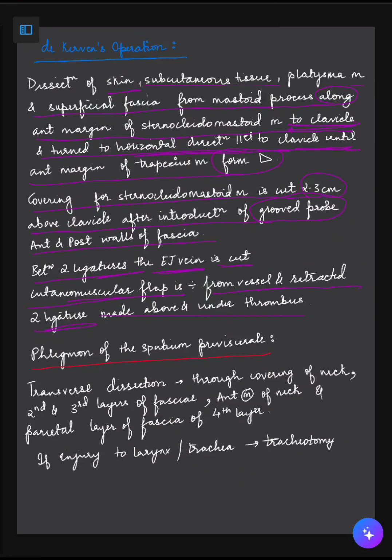Now, we move on to the phlegmons of spatium previscerale. There is a transverse dissection through covering of neck, second and third layer of fascia, anterior muscle of the neck and parietal layer of fascia of the fourth layer. If there is injury to the larynx and trachea, then we should do tracheotomy.